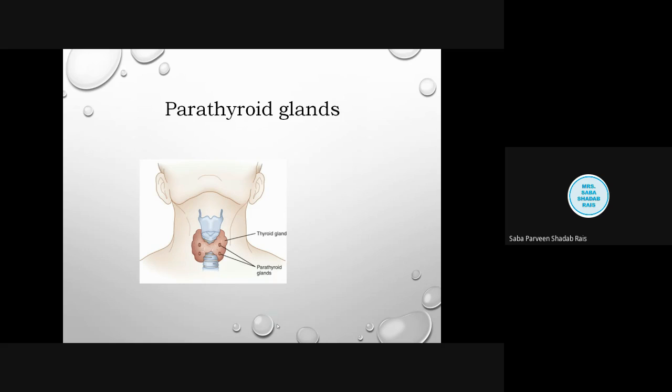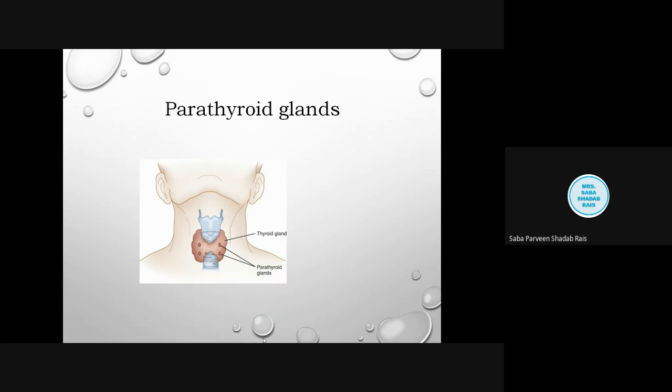So the next gland is the parathyroid gland. There are four oval parathyroid glands which are embedded into the posterior surface of the thyroid gland. This is posterior as well as the lateral side, as you all can see. So these are different glands, but they are embedded inside the thyroid gland itself.